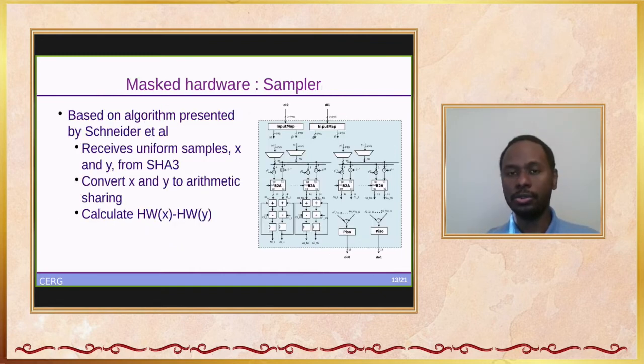This is a sampler that we used in our design based on an algorithm by Schneider and others. And basically what it does is receive uniform samples and output binomial samples, and it takes one bit at a time from each input of uniform samples, does a conversion to arithmetic sharing, and accumulates those until you get your binomial sample.